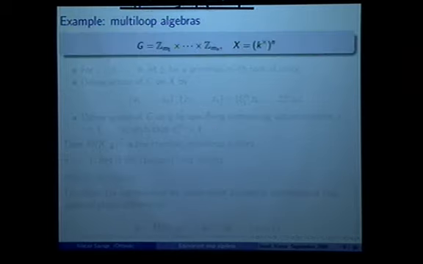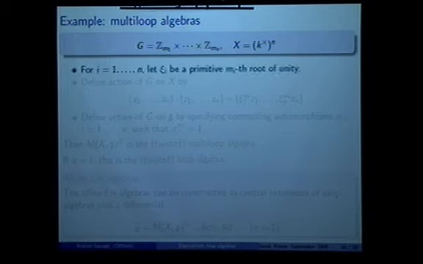So let's get a more interesting example. Multiloop algebras. So now we take our group to be some finite abelian group, say Z_m1 through Z_mn, and we take our variety to be k star to the n. So now we want some action of the group on this variety. So there's a natural way to get an action of the group on this variety. We pick some m_i-th roots of unity, and then the group acts on the variety just by multiplying the coordinates by appropriate powers of these roots of unity. Right? So this gives an action of the group on this variety. And then we will need an action of the group on the Lie algebra as well.